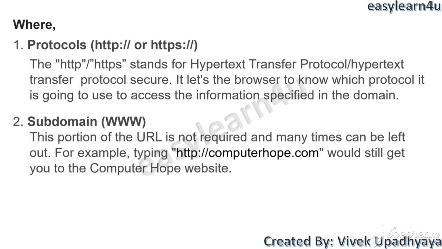So the first one is protocol. HTTP or HTTPS stands for Hypertext Transfer Protocol or Hypertext Transfer Protocol Secure. It lets the browser know which protocol is going to be used to access the information specified in the domain. Subdomain www is not compulsory, it is optional somewhere. Sometimes we need not write www in the URL.